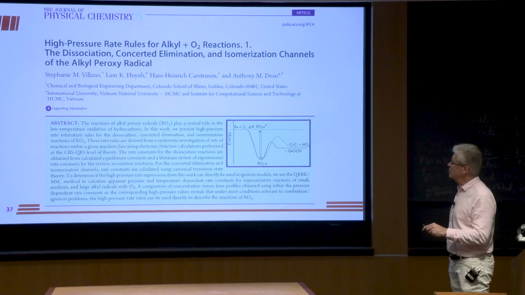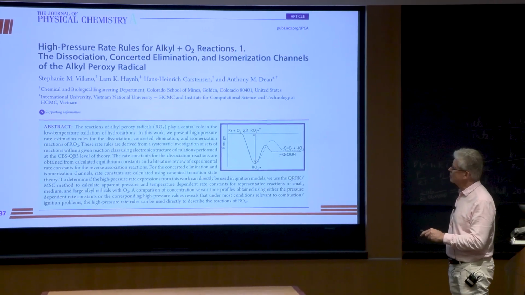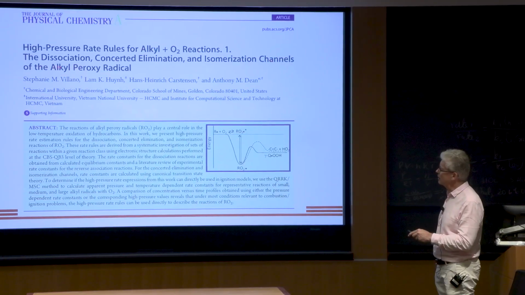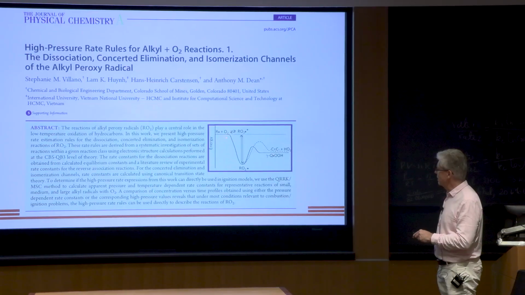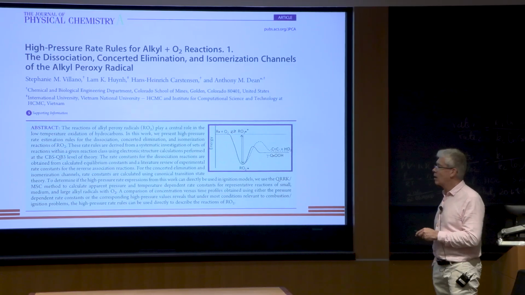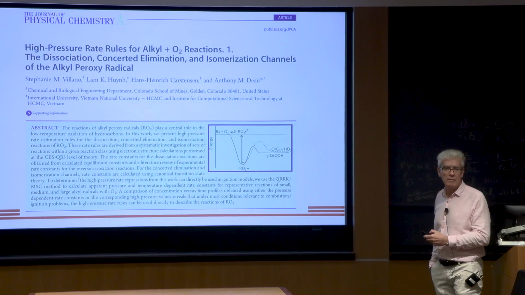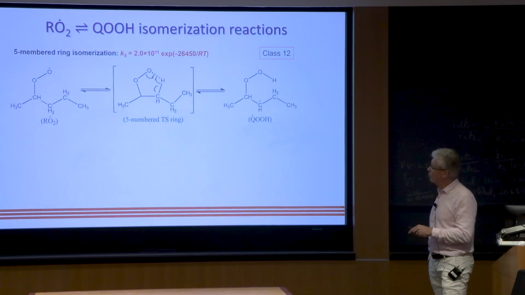Here they studied high pressure rate rules for alkyl radical plus O2 reactions, the dissociation, concerted elimination, and isomerization channels of alkyl peroxy radicals. So they studied in detail what happens with R plus O2. What's the rate constant for ROO formation? What's the rate constant to form olefin plus HO2, and hydroperoxy alkyl radicals? Okay, and what they looked at.